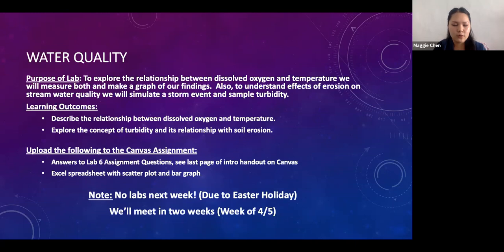Along with answering those questions, you'll turn in an Excel spreadsheet with 1 scatter plot and a bar graph, and we'll be making that together. As a note, there are no labs next week because we have the Easter holiday. So we will meet in 2 weeks, the week of April 5th.